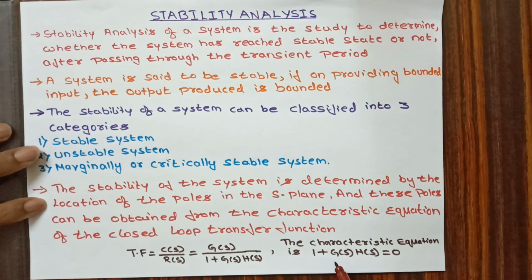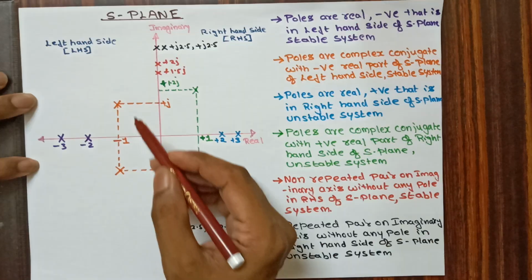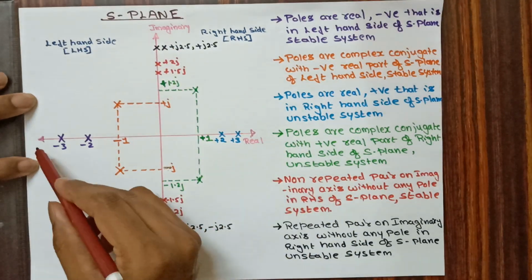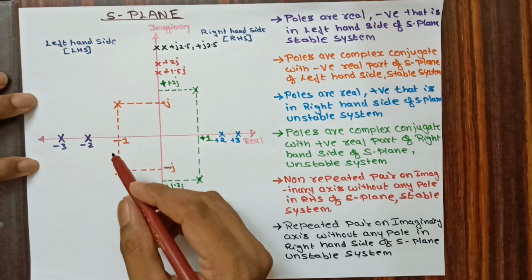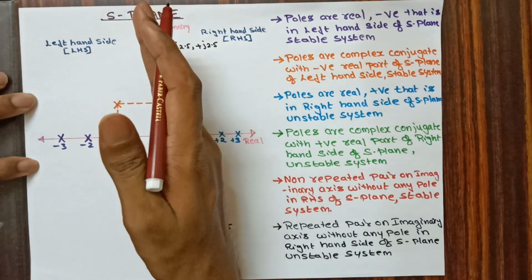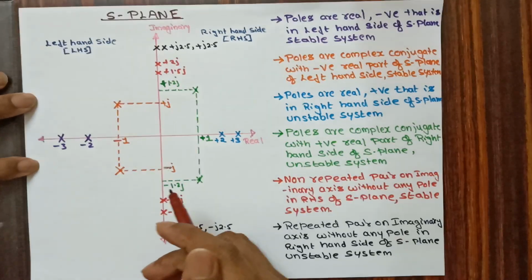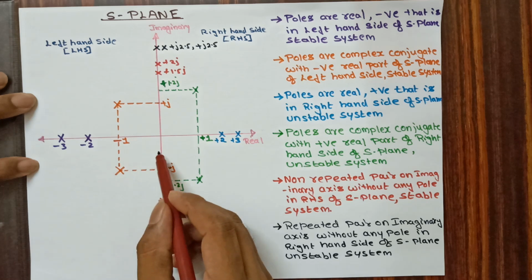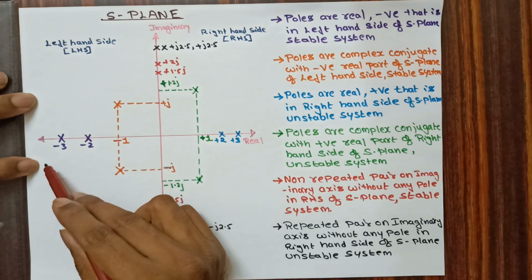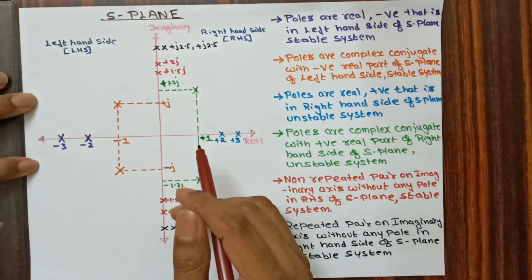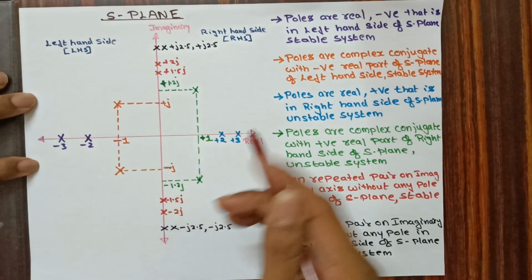Let us see the location of the poles on the S-plane. This is the S-plane. You can see the imaginary axis, real axis, and you can see the left hand side of the S-plane, and this is the right hand side of the S-plane. For the system to be stable, all the poles should be on the left hand side of the S-plane. If any one pole comes to the right hand side, then the system becomes unstable.